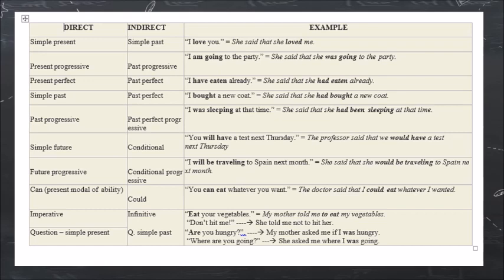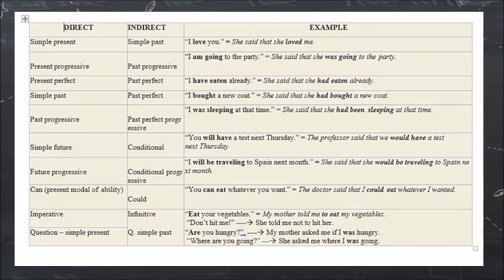Number 3. "I have eaten already." She said that she had eaten already. This is from present perfect to past perfect. Next, "I bought a new coat." In indirect speech, it becomes she said that she had bought a new coat. And another sample from past progressive. "I was sleeping at that time." When it goes to indirect speech, it becomes she said that she had been sleeping at that time.